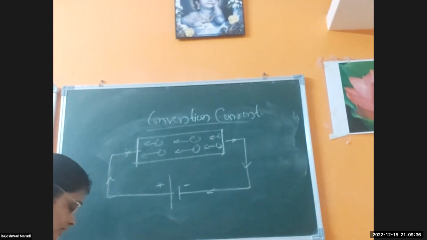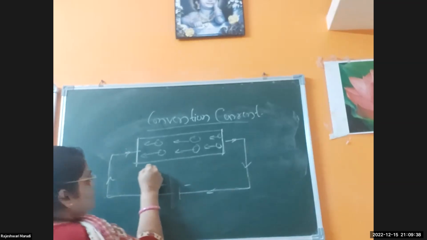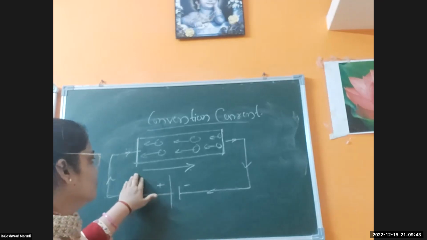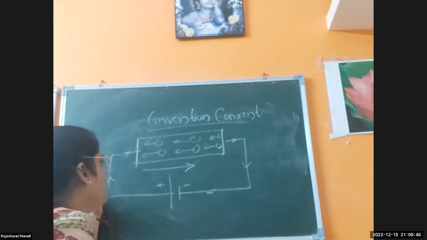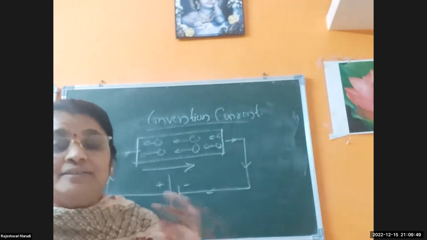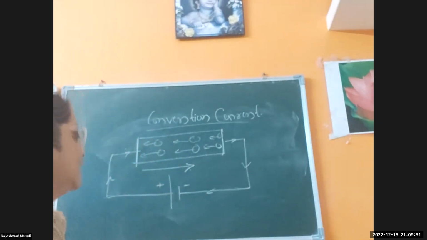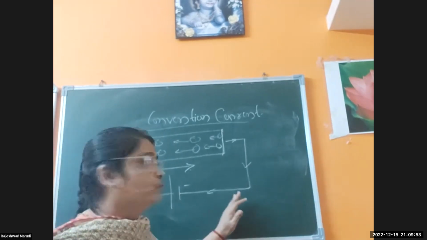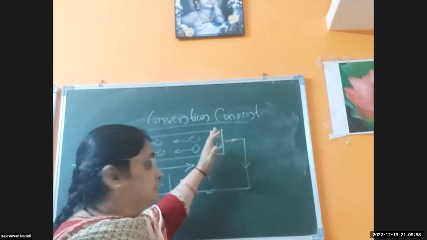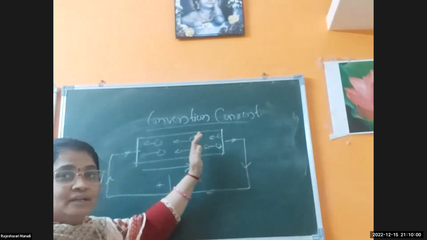Therefore, the direction of conventional current is in this direction. The direction of the conventional current is from the positive to the negative terminal. But actually, the current in the conductor flows due to the flow of electrons. The current flowing in the conductor is what?